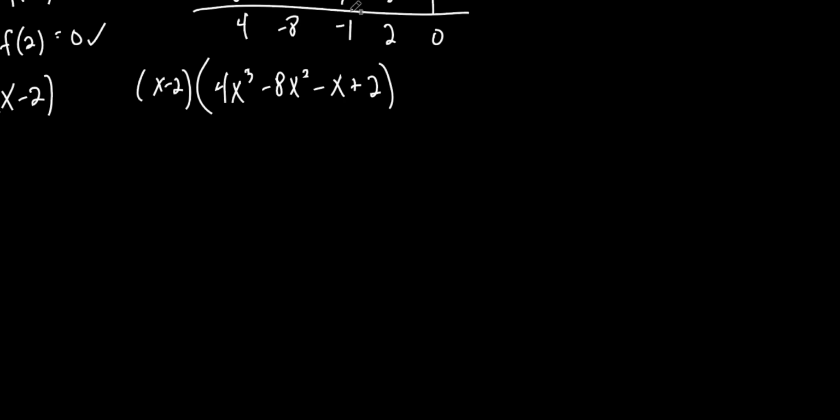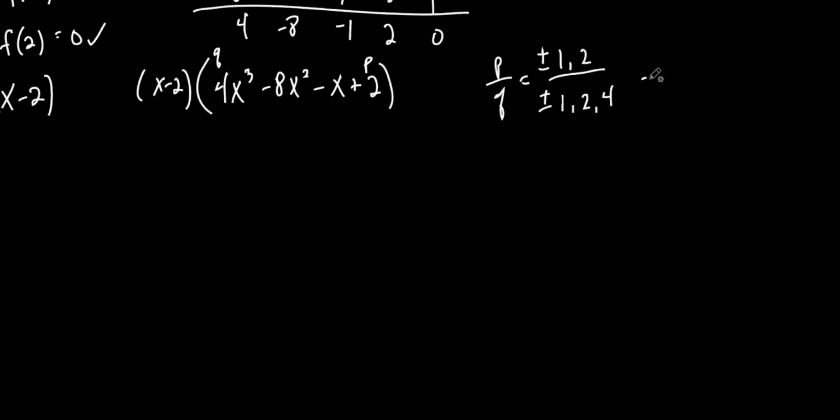What are my possible factors? Well, this time I've got P over Q, right? So 2 is the P, and then the 4 is the Q. So plus or minus, what? 1 and 2? And then the Q is 4, so it's plus or minus 1, 2, and 4.